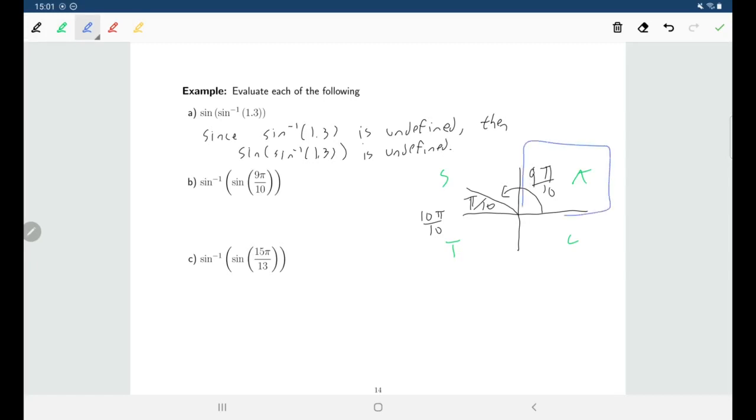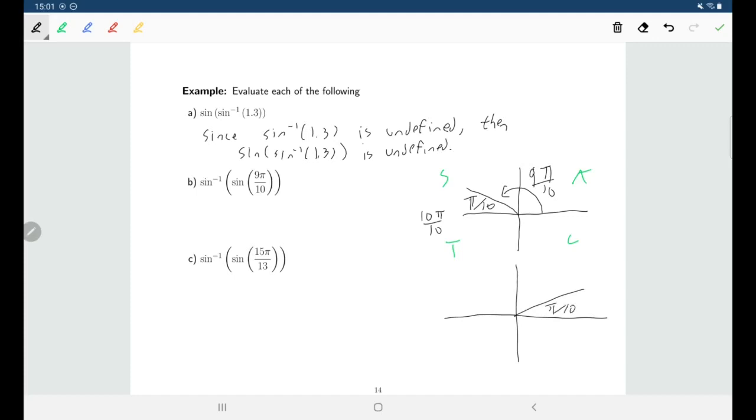And the quadrant where sine is positive between negative pi over 2 and pi over 2 would be quadrant 1. Remember that sine inverse is only going to give us angles that are in quadrant 1 or quadrant 4. That's the reason why we're not going to get 9 pi over 10 as our output, because 9 pi over 10 is not in that interval. So now we need to ask ourselves, well, what's the angle that is in quadrant 1 or quadrant 4 that does give me the same output as sine of 9 pi over 10? And we know that it should be then just pi over 10.